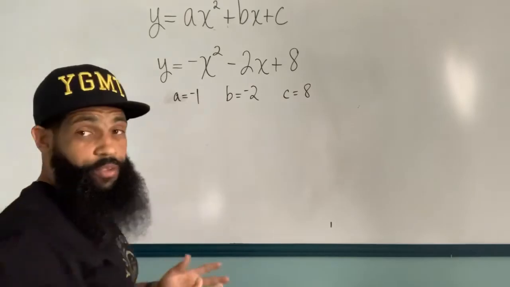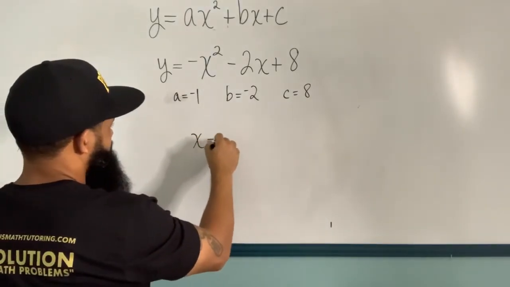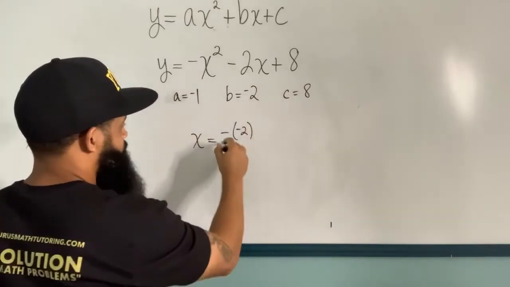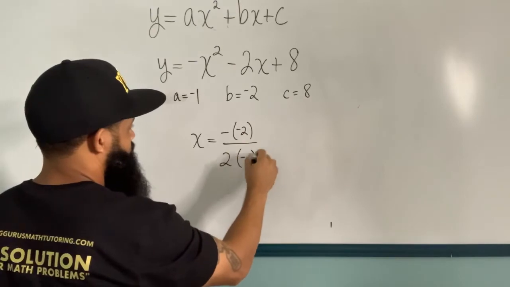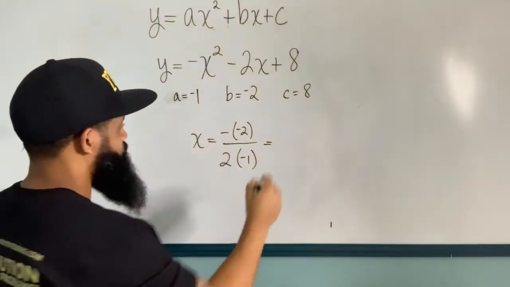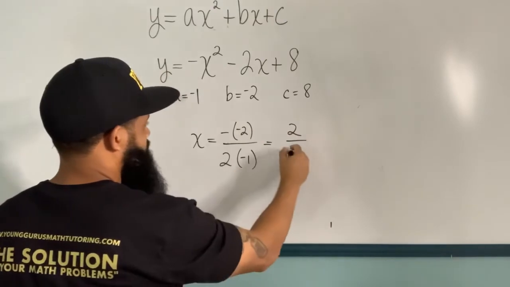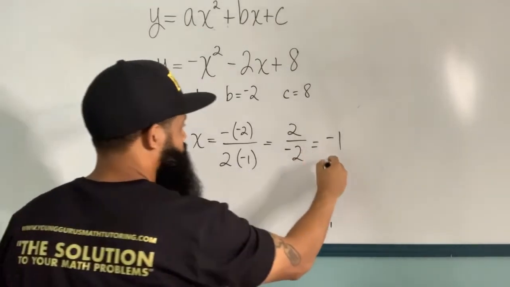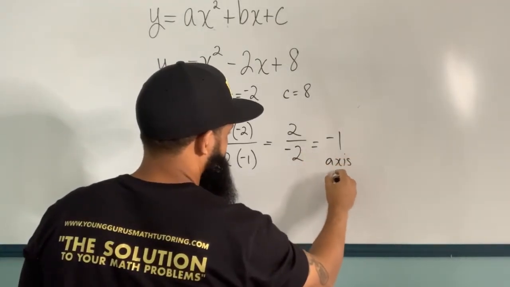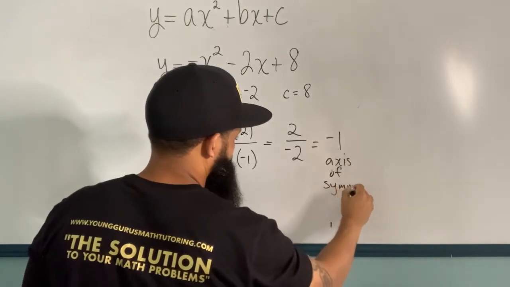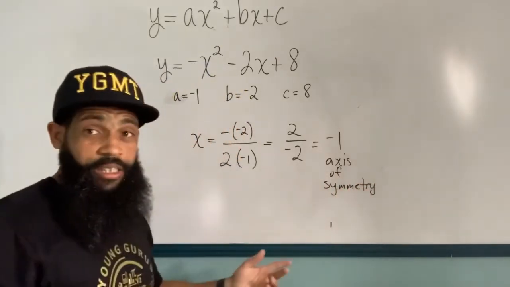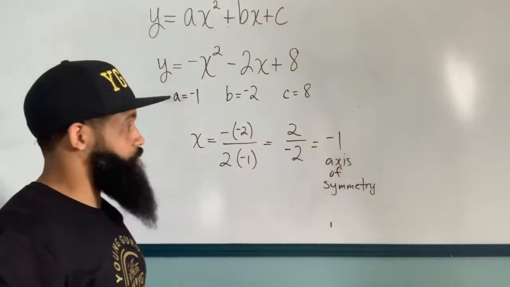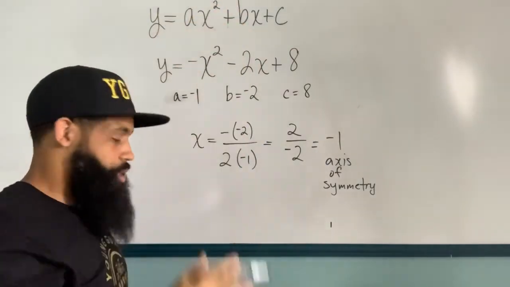If I want to find the vertex, the x-coordinate is -b, so the opposite of -2, over 2 times a, which is -1. All right, let's simplify that. The opposite of -2 is +2, and 2 times -1 is -2. So the x-coordinate would be -1. This is also the axis of symmetry. So if it asks you what is the axis of symmetry of this quadratic equation, it would be x equals -1. That tells me that where x is equal to -1, there's that line of symmetry.